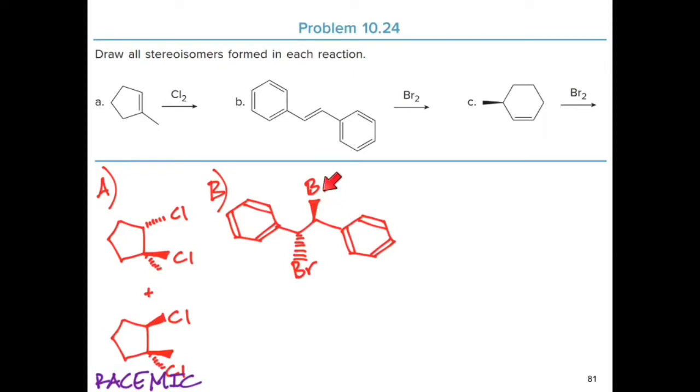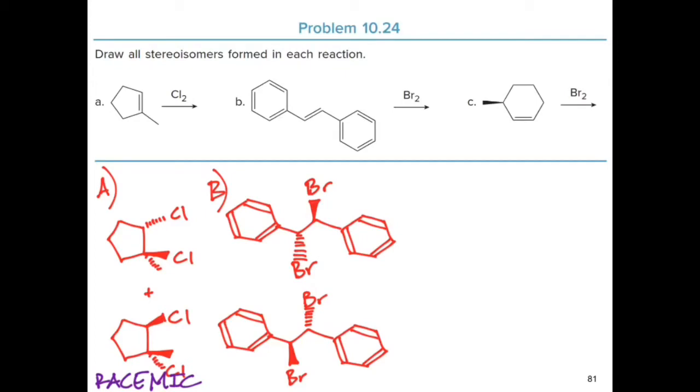And so the first product would look something like this, in which the top bromine atom is oriented towards the front, and then the bottom bromine atom is oriented towards the back. The second molecule would look something like this, in which the top bromine atom is oriented towards the back, and then the bottom bromine atom is oriented towards the front. But these two molecules right here are actually identical. They are one and the same.